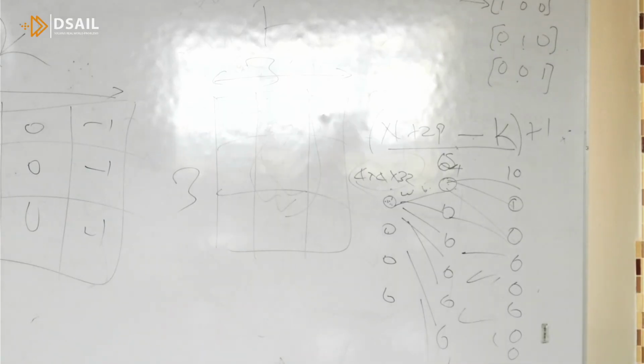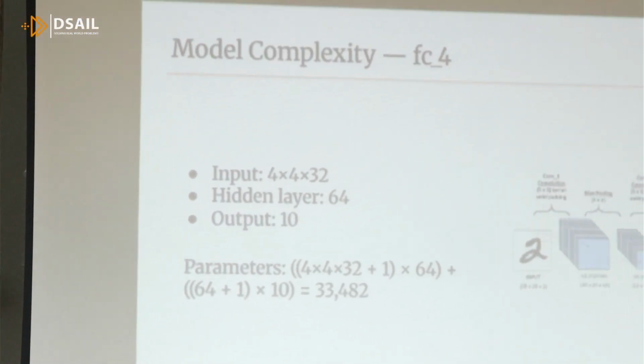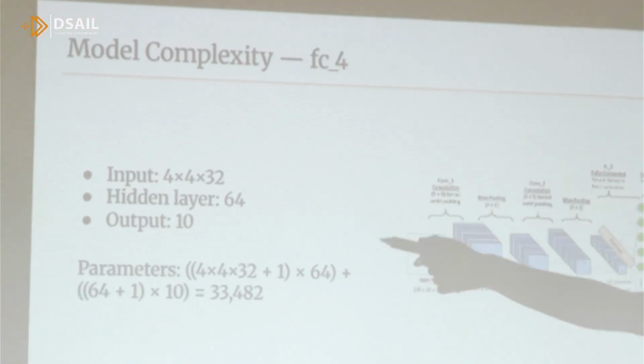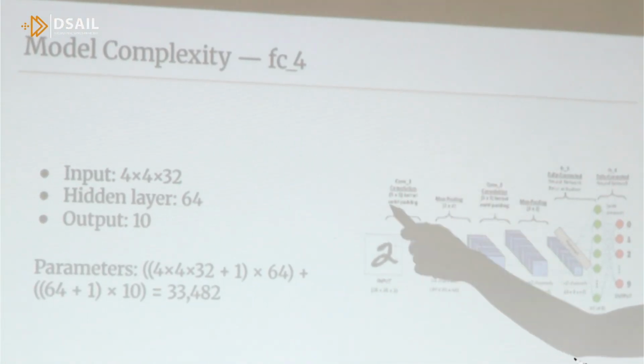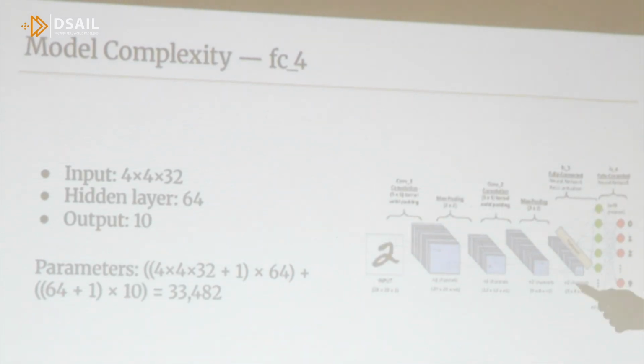So what will be the parameter count? We just multiply all those things. It's 4 times 4 times 32, which is the input altogether, plus 1 for the bias term, times 64. The bias term for all the 64 of them. And then plus 64 plus 1 times 10 altogether. And that gives us 33,482. There's a reason we're doing all this math. It's all going to make sense in a little moment.